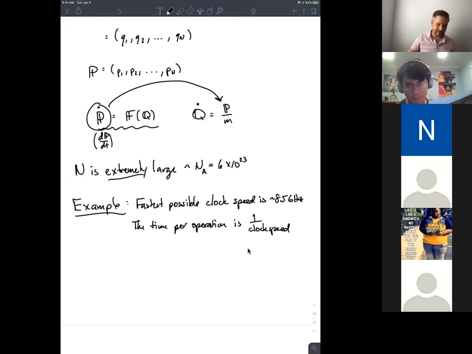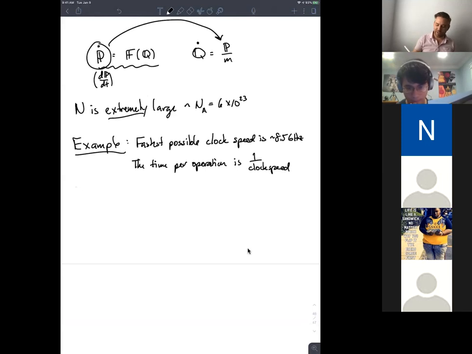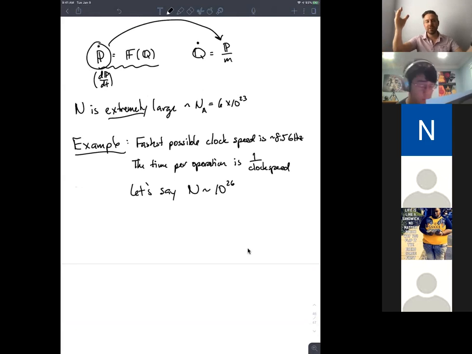Very good. So now the question is, let's say N is on the order of 10 to the 26. So it's like a cubic meter of gas. And the question is, if we have 10 to the 26 atoms, what we would do is write down Newton's equations, which are differential equations, because they're time derivatives.